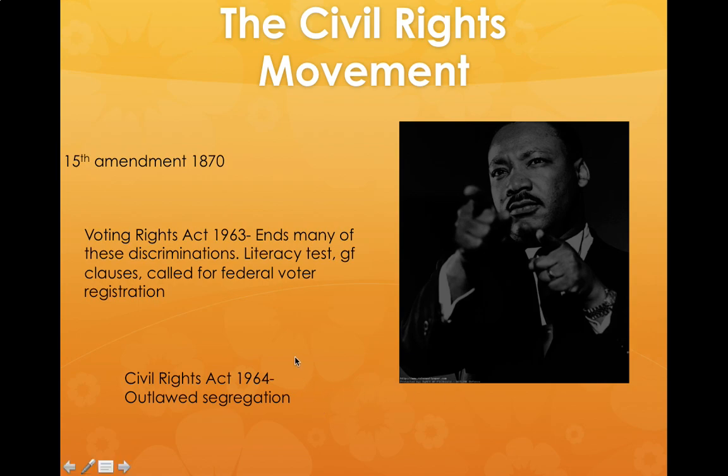And essentially, it made it a federal crime to use these sorts of voting discriminations: literacy tests, grandfather clauses. It also created a federal system where you could go to the national government to register to vote. And this was a way to bypass some of that intimidation from the KKK and other hate groups. So the Voting Rights Act of 1963 was a major deal in the Civil Rights Movement and one of the great accomplishments of Dr. King.